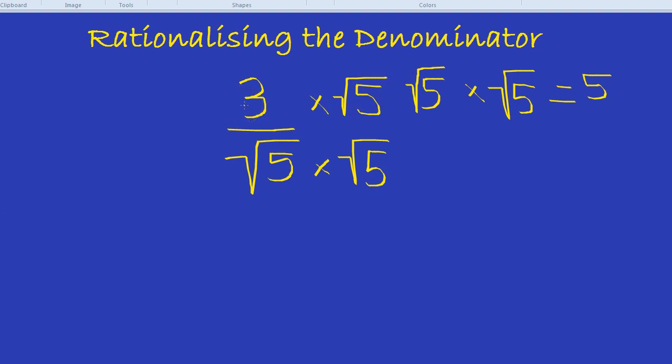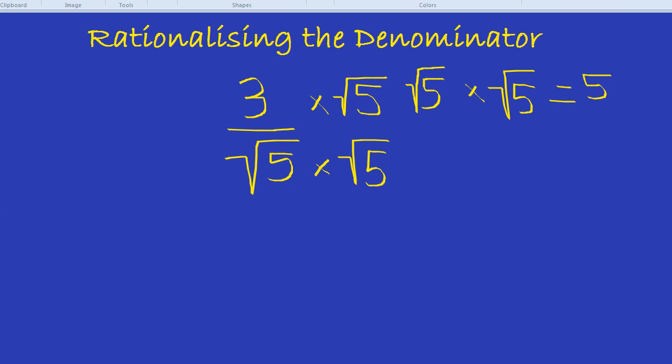We have to do the same thing to the top and the bottom of the fraction, otherwise we change what the fraction is. So times by root 5 to get rid of the root 5 and times the top by root 5. 3 times root 5 equals 3 root 5, and root 5 times root 5 is 5, as we've seen. And there we go, we've rationalised the denominator. The bottom line is now a rational number, 5.